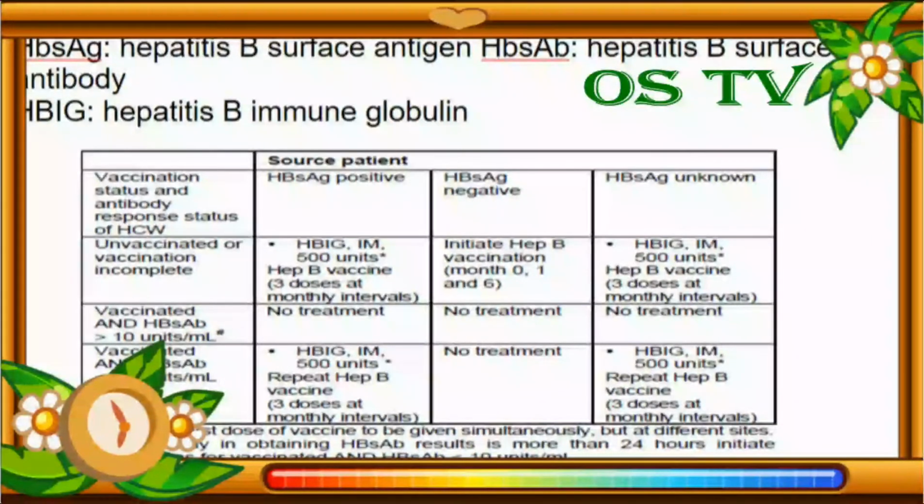When the person is vaccinated and anti-HBs is 10 units per ml or more, that person is a responder and does not require treatment, whether the source is positive, negative, or unknown. Now, when the person is vaccinated and anti-HBs is less than 10 units per ml: HBIG IM 500 units and repeat hepatitis B vaccine, 3 doses at monthly interval. If the source is negative, no treatment is required. If HBsAg is unknown, HBIG IM 500 units and repeat hepatitis B vaccine for 3 doses at monthly interval.